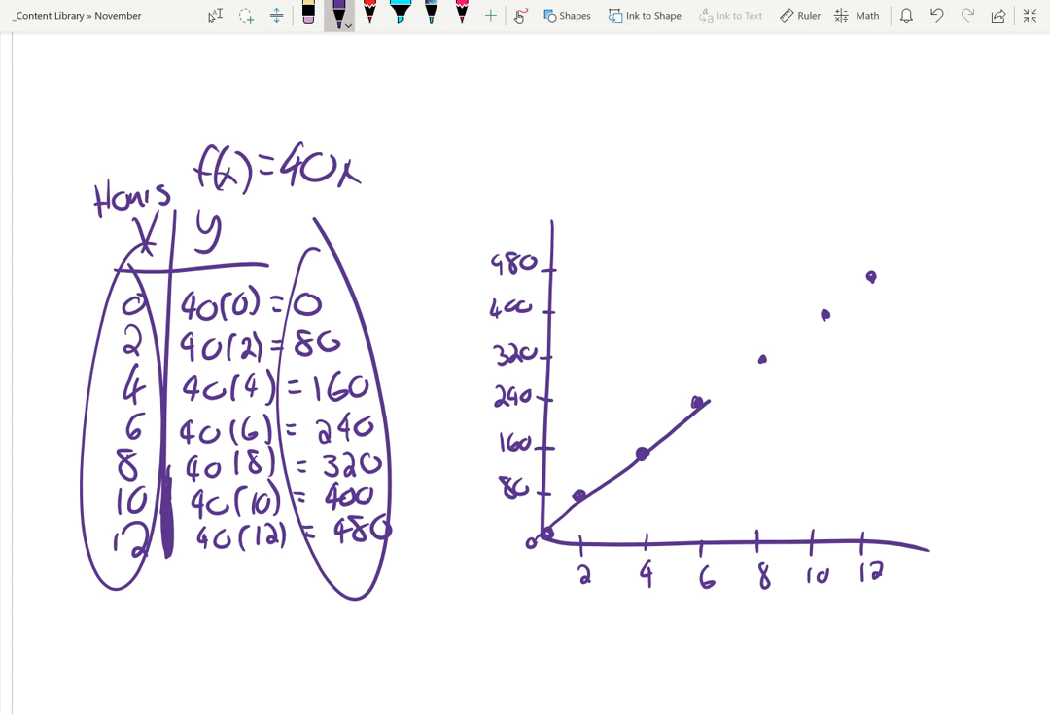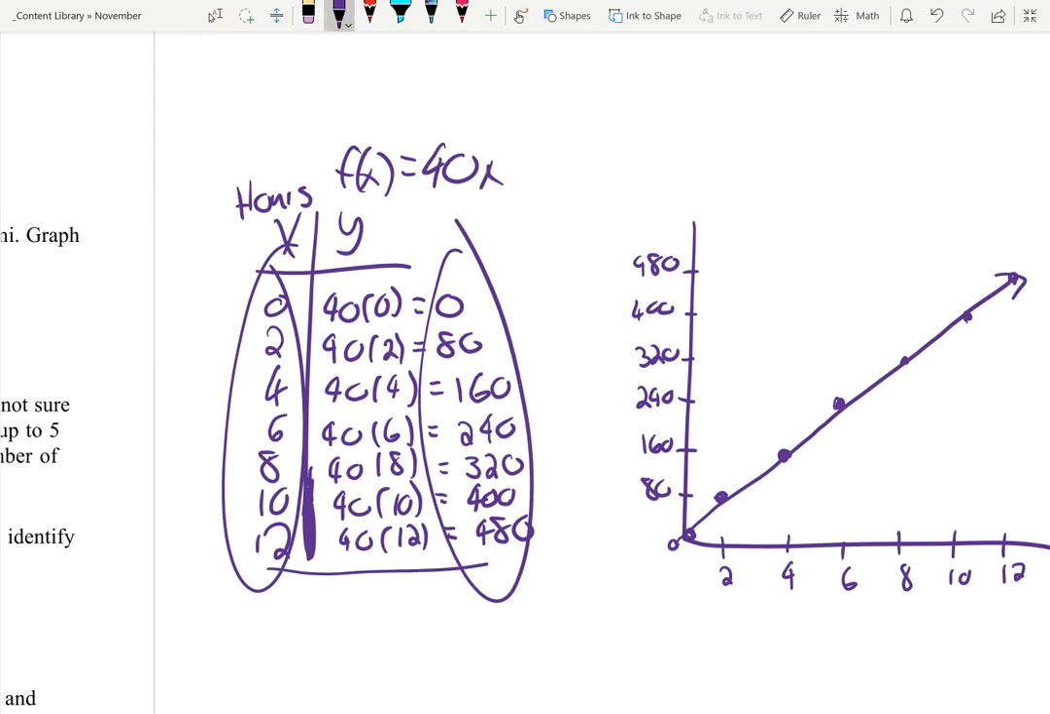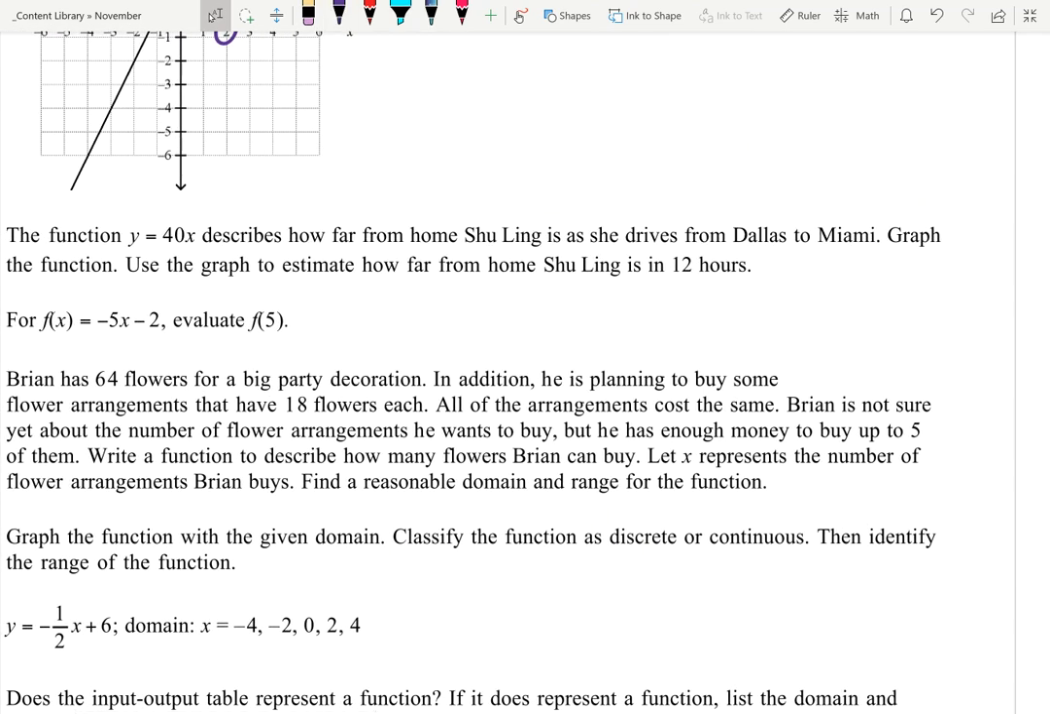And we do connect this with a line because the values were not given to us. We chose those numbers. Whenever you choose the numbers, that's when you draw the line, because you have to trace out all the points that you could have plugged in but decided not to. So it's all going to be on that line. And to answer the question, at 12 it was 480. How far from home is she in 12 hours? Well, the answer would be 480 miles.